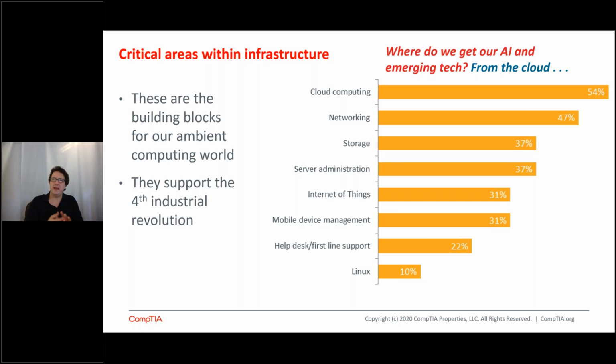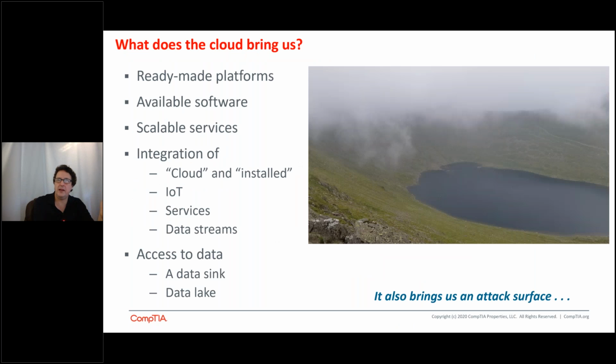So we're seeing that the cloud is very important, because after all, where do we source all of this cool emerging tech that I've been talking about? Well, we get it from the cloud. So obviously that's an attack surface as well. So these are building blocks for our ambient computing world, because the cloud acts as a data store for us. The cloud acts as a platform that we can launch cool applications. So it's a very important thing. It's a ready-made platform. It has available software for us, scalable services, all those things that the cloud promises. Whether it can live up to that or not is up to us as IT workers.